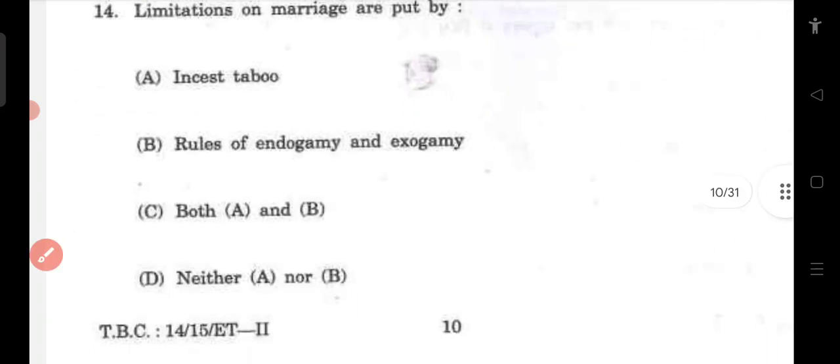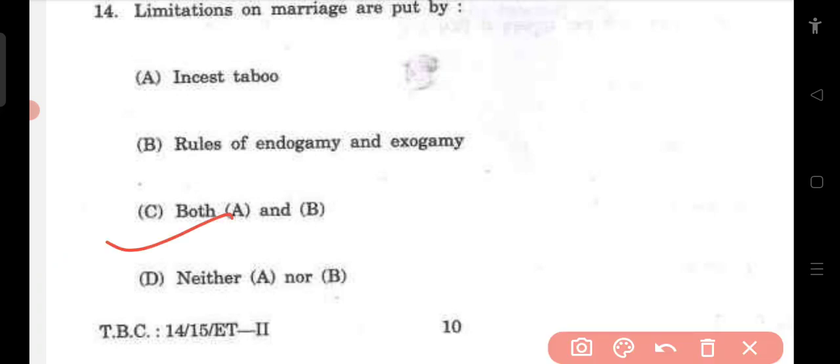Question number 14 is asking, limitation on marriage are put by incest taboo, rules of endogamy and exogamy, both A and B, neither A nor B. So it is a very simple question, and its answer should be both A and B.